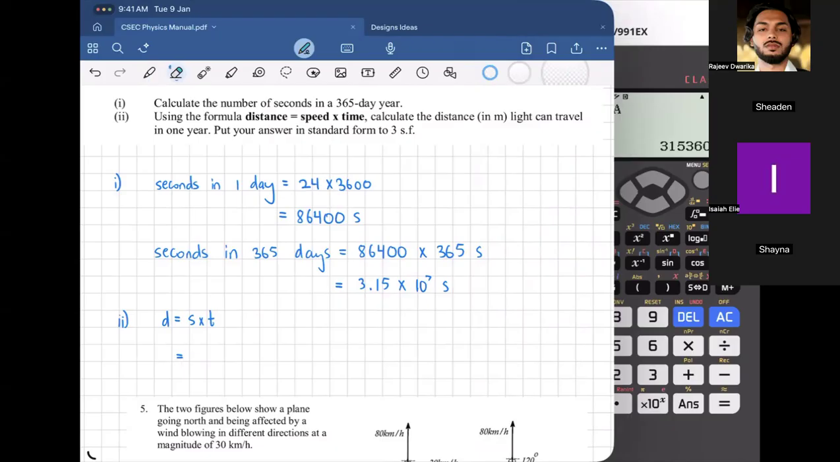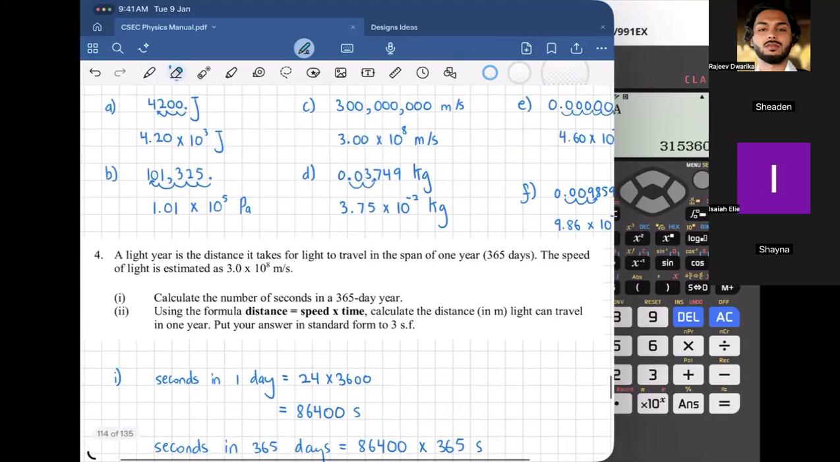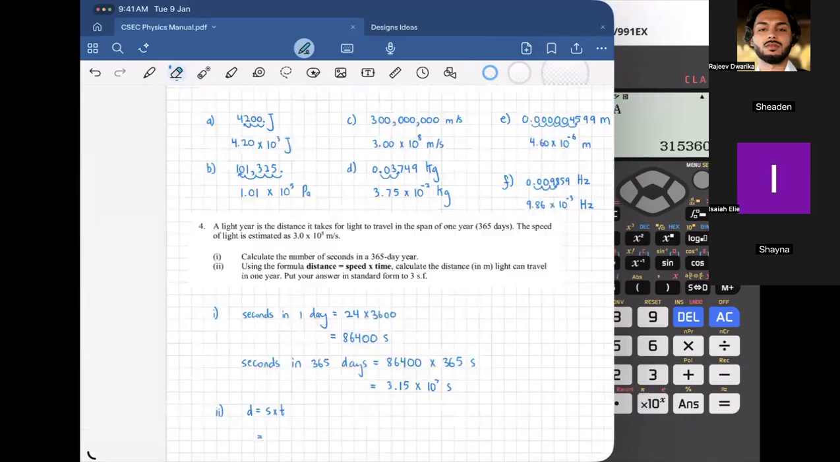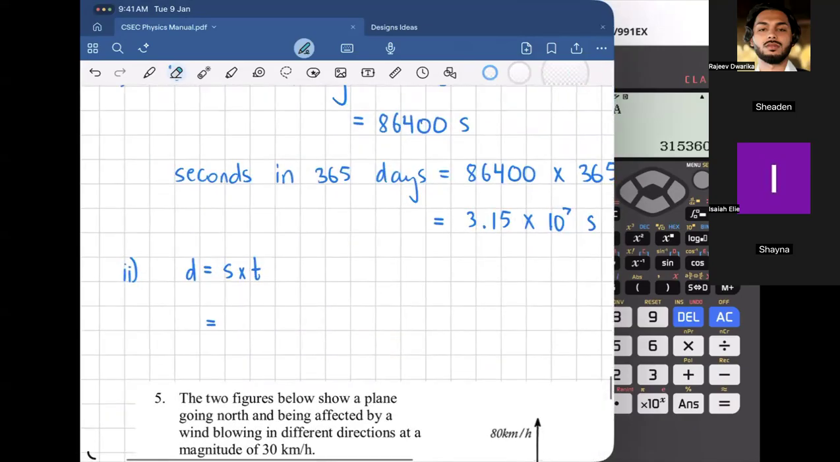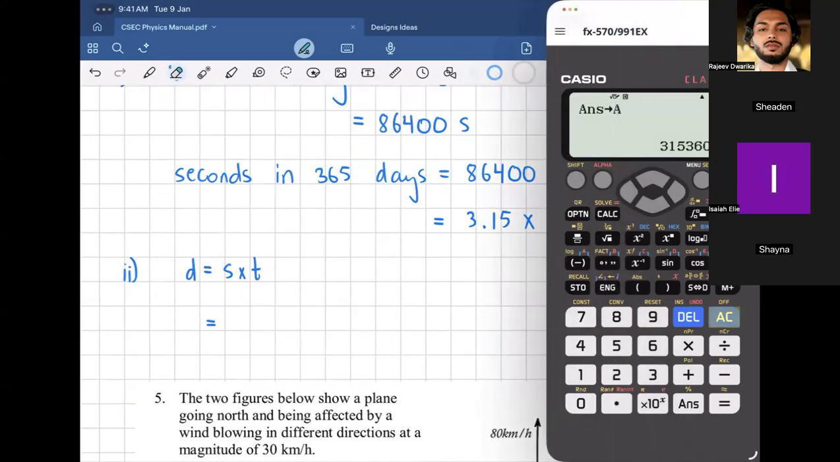Tell me, Shay, do we know the speed at which light moves? That's the 3.0 times 10 to the power of 8. Right. And I think the Casio calculator is supposed to have a list of constants, you know? Yeah, have a bunch here.